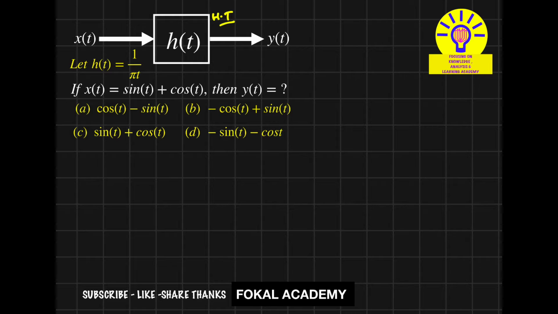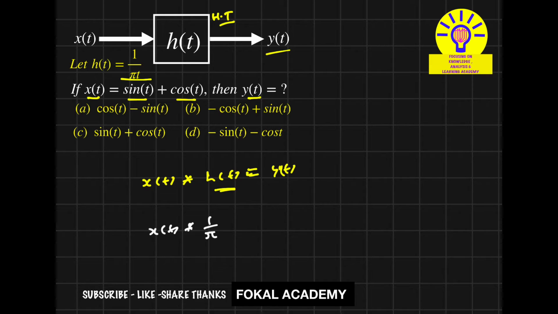So here x of t is given as sin t plus cos t. So then what is the y of t? So let x of t go through convolution with h of t. It results in y of t. So here h of t is given as Hilbert transform, that is 1 by pi t. So whenever any signal goes through convolution with Hilbert transform, it results in a 90 degree shift in the input signal and becomes the output. That is, y of t becomes x of t minus pi by 2.